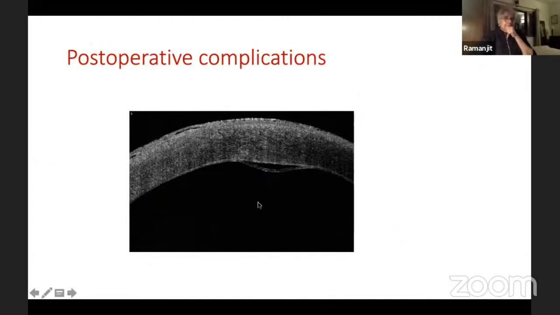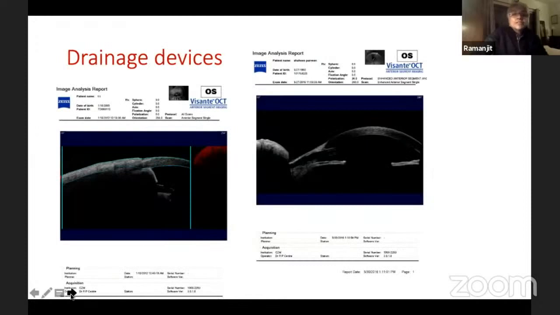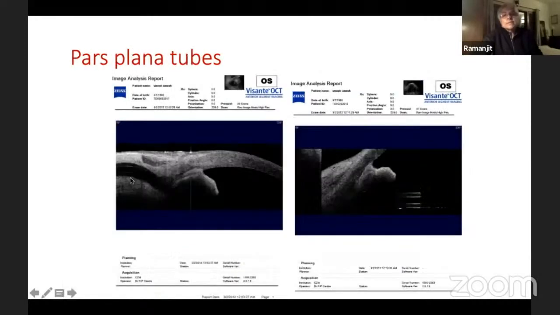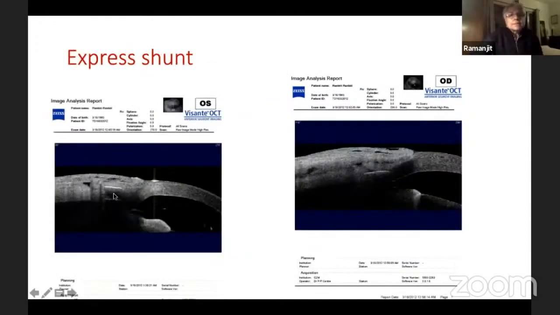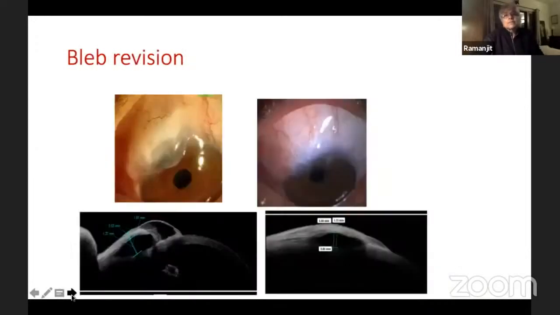What we also see is post-operative complications that may occur when we're doing trabeculotomies. This is a Descemet's membrane tear, sometimes even with trabeculectomy. Drainage devices can be seen very clearly. You can see the AGV tubes over here. And if you put it into the pars plana, you can see the tube coming behind the iris. You can see an Express shunt, and because it's metallic, you can see the edges much more clearly. It tells you that in this particular instance, the Express shunt has been blocked by fibrosis.